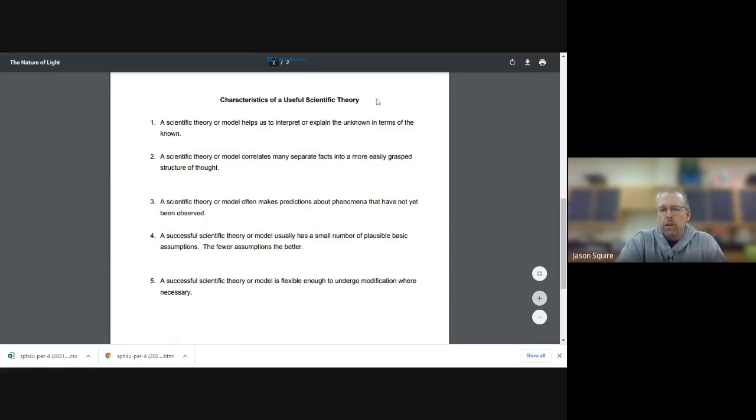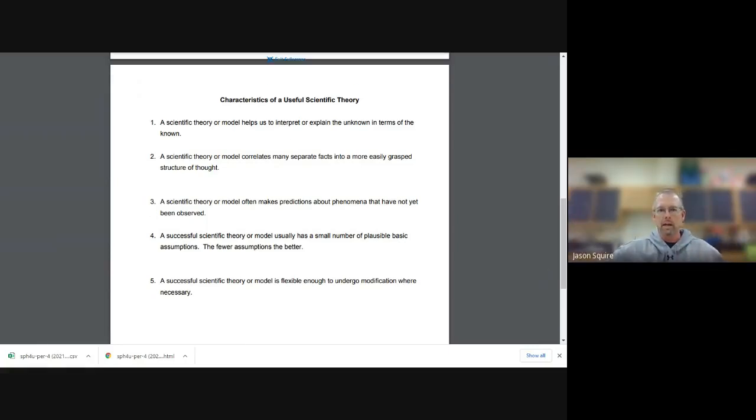So these scientific theories are models. They take all the information that's available and make a simplified version to explain everything. Okay. It interprets and explains unknown things in terms of known things. So the first two theories we're going to talk about are a particle theory and a wave theory. Okay.